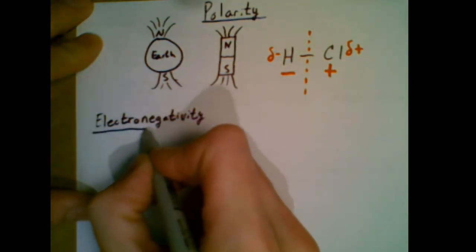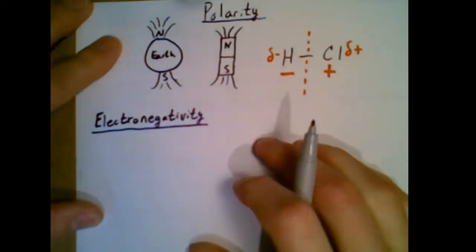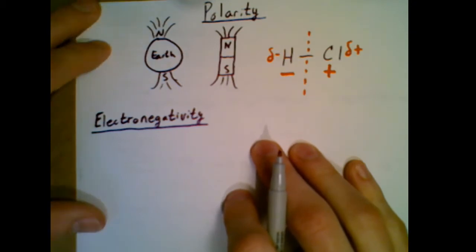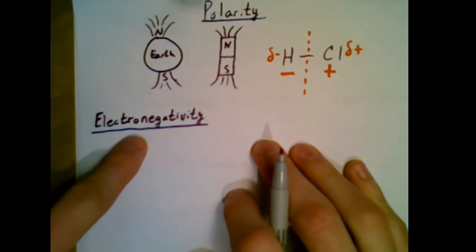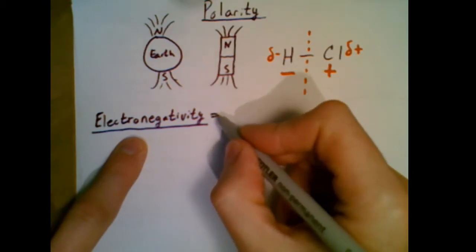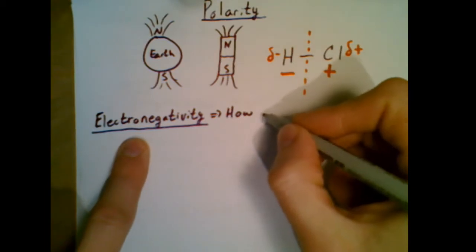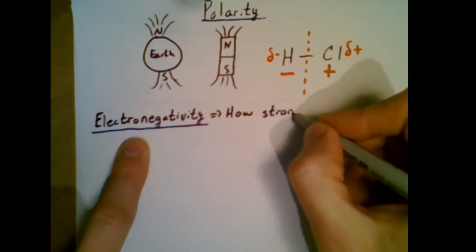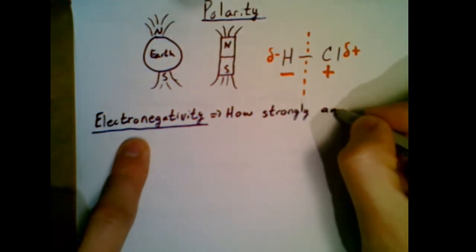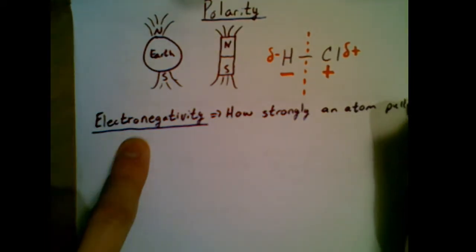There's a few things in chemistry where I feel like if you really understand it, you don't need to memorize some things. You can actually just apply a principle. And electronegativity is one of those things. Electronegativity is how strongly an atom pulls electrons towards it.